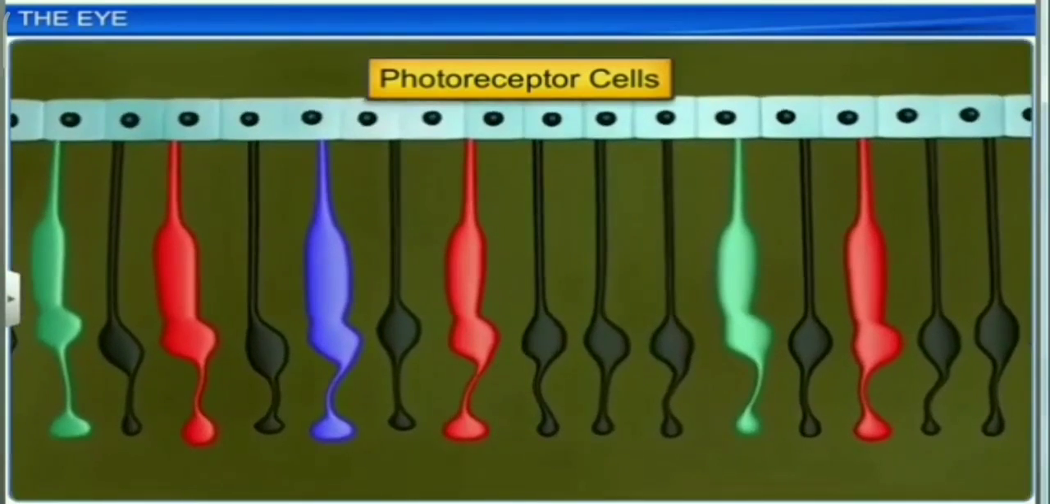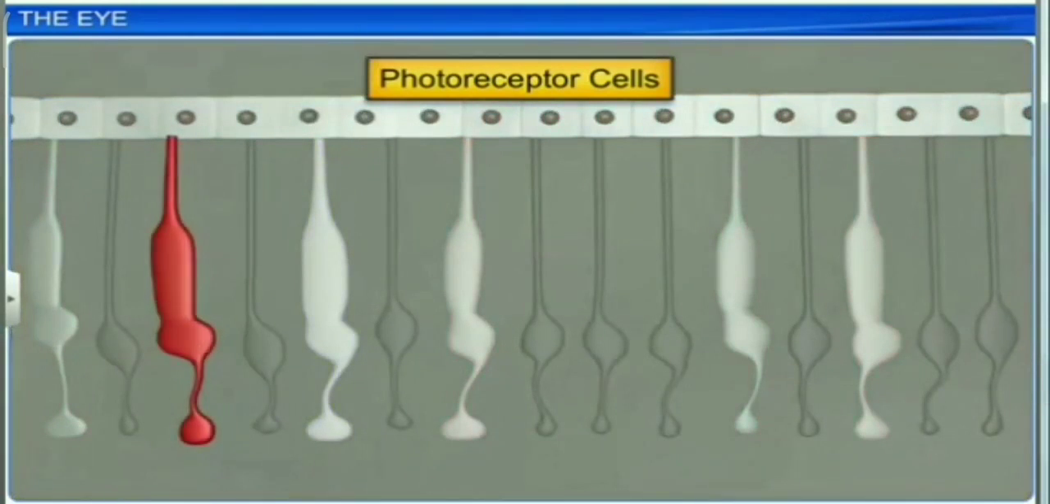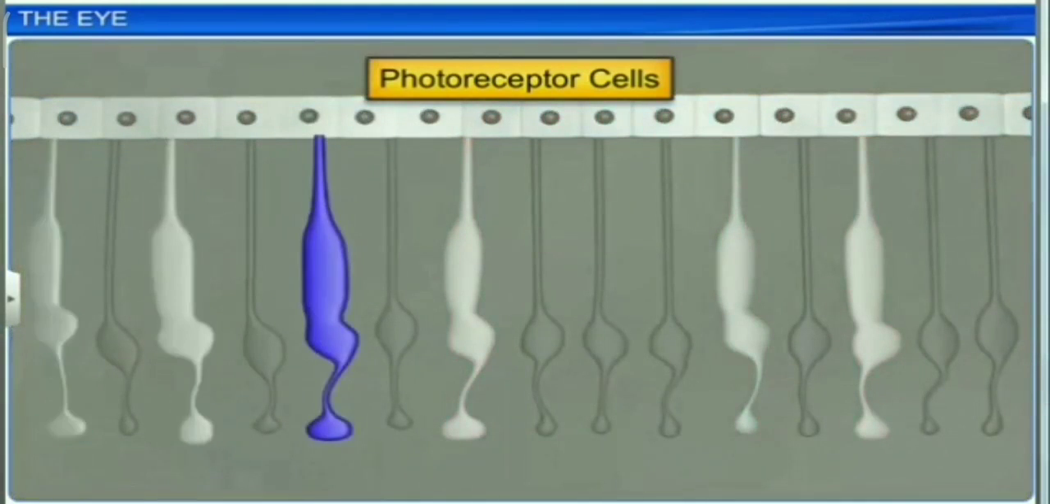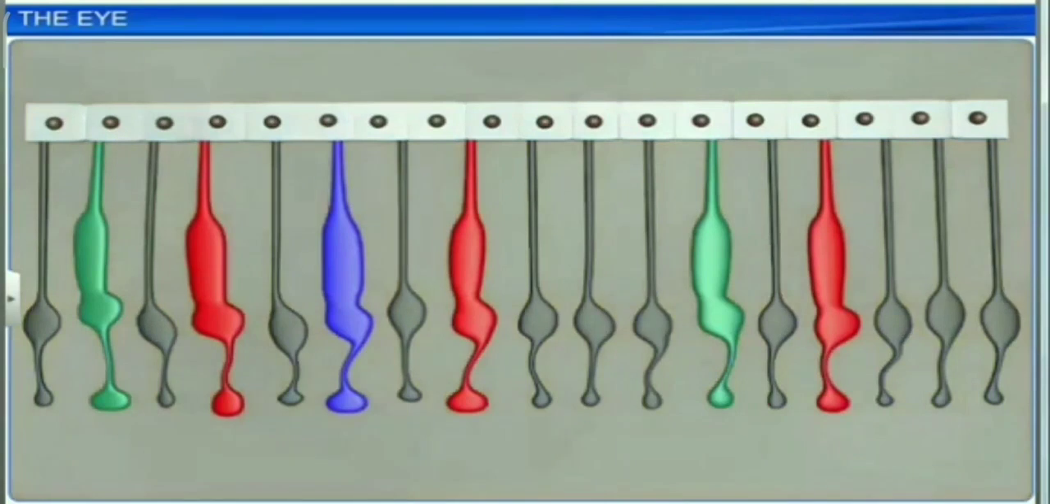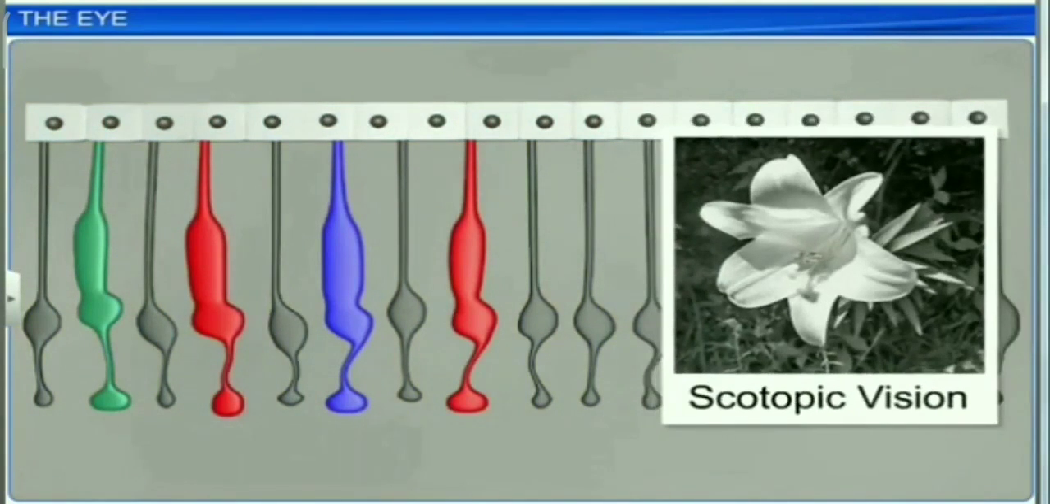The cones are of three types, which contain their own characteristic photopigment that responds to red, green and blue lights. Various combinations of these cones and their photopigments produce sensation of different colors. The sensation of white light is produced due to simultaneous or equal stimulation of these three types of cones.